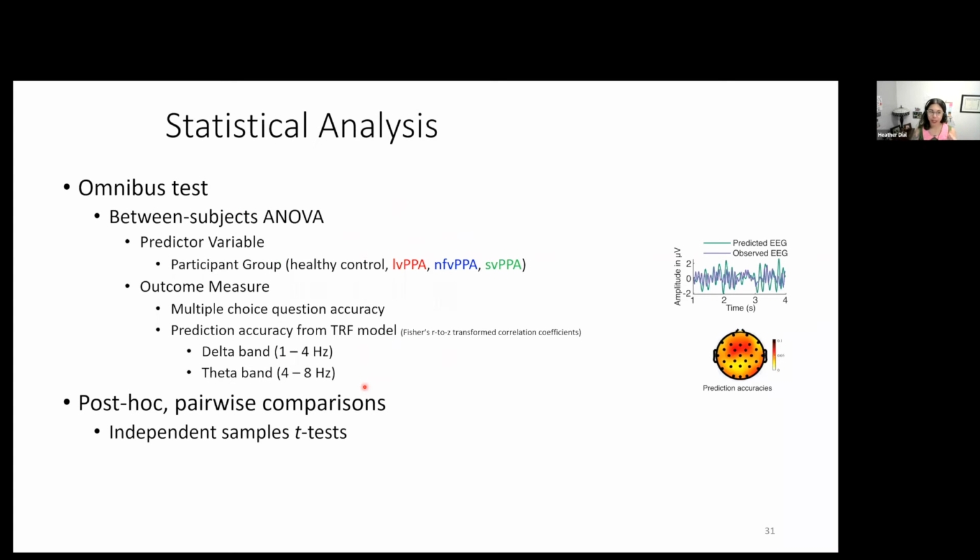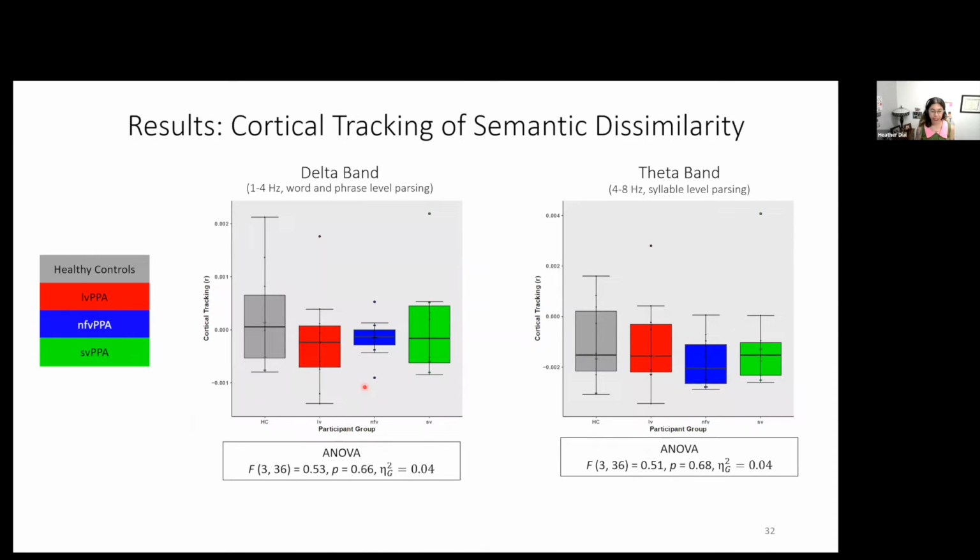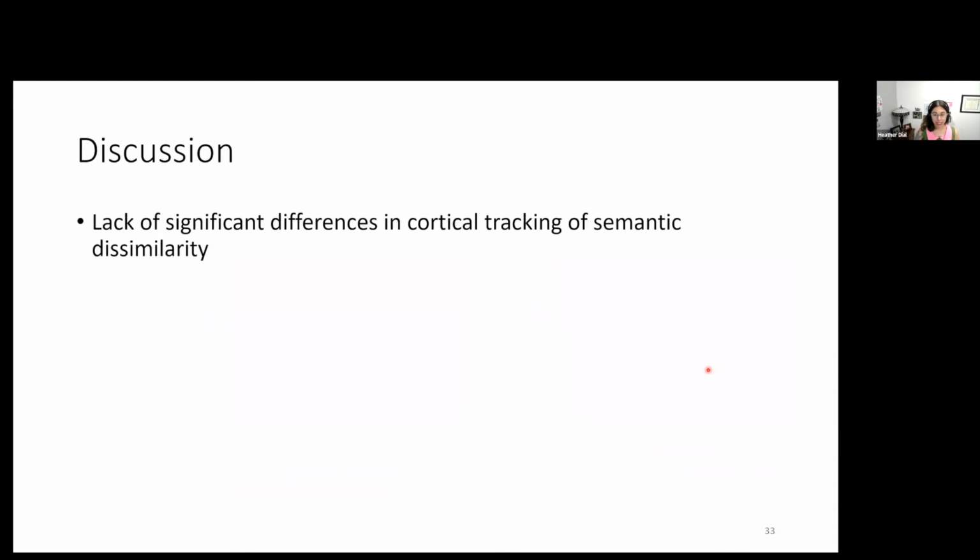Okay, statistical analysis, same analysis as before. I'm not going to show multiple choice question accuracy because we used the same data as before, and instead I'll jump right into the cortical tracking results. Okay, so what do we see here? We're not observing any significant differences between our PPA groups and controls, nor are we observing any differences between each PPA group. So that's true at the delta band level and at the theta band level. Okay. So ultimately, we're not seeing significant differences in tracking of semantic dissimilarity.